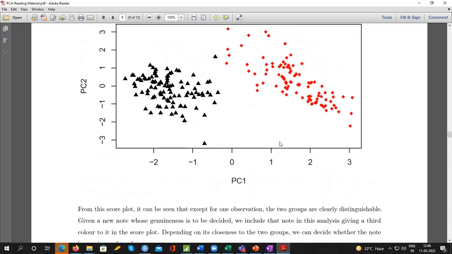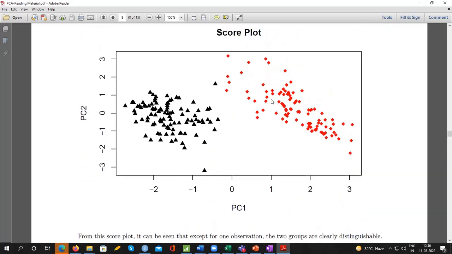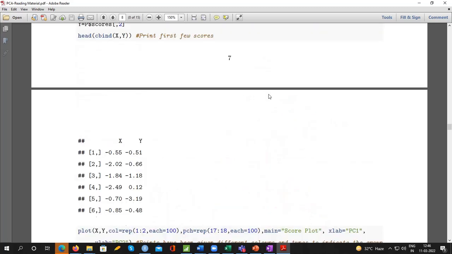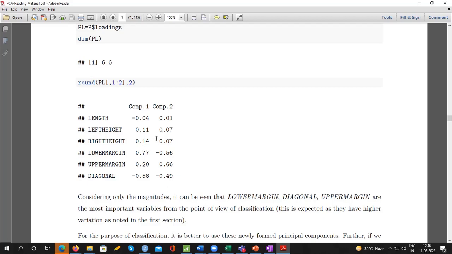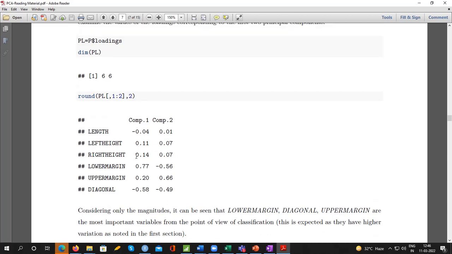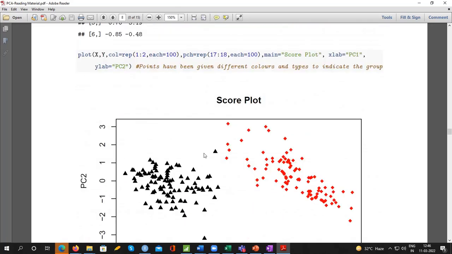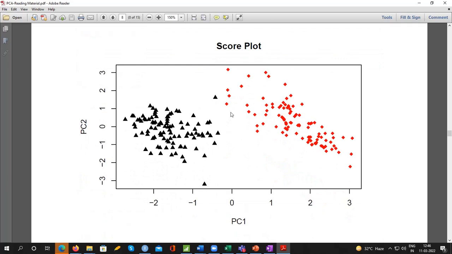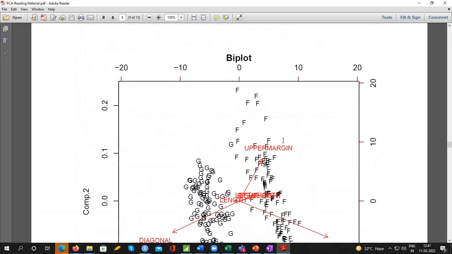Okay, how is it helpful? When a new note comes, I would take its readings, I would measure its length, width, right height, left height, upper margin, lower margin, diagonal, etc. Then I would use the coefficients here. Loadings are coefficients, so I would use these coefficients to compute the value of PC1 and PC2 for that particular note, and then I would see on this graph where I can plot that. Suppose that value turns out to be somewhere here, then I will say that that note is very likely to belong to this group. Okay, second group. Is it okay?